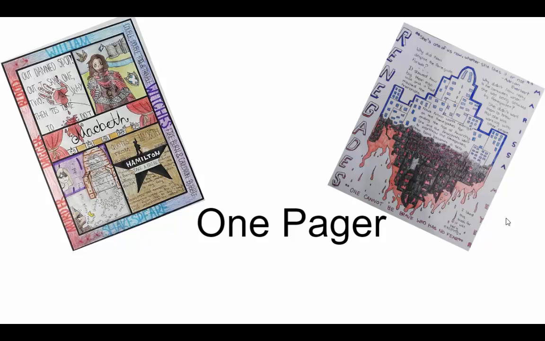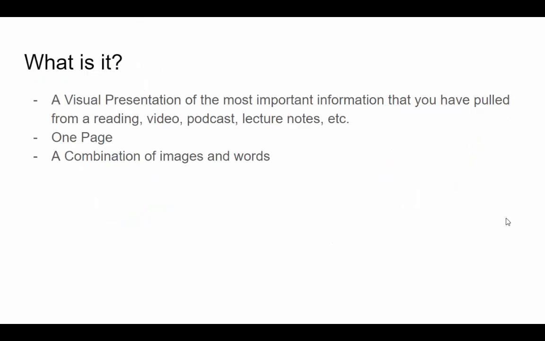A one-pager, what is it? It's a visual presentation of the most important information that you have pulled from a reading, whether it be from a textbook reading, a primary source, could be a video, a podcast, lecture notes, etc. It's essentially you taking the most important information and summarizing all of that on one page.